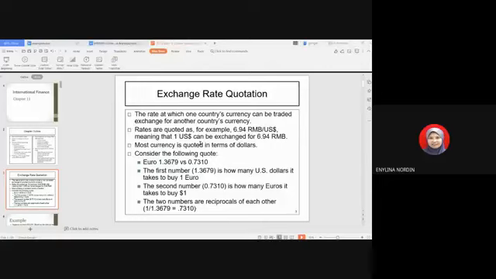So what is the exchange rate? It is the rate at which one country's currency can be traded, exchanged, for another country's currency. For example, a rate quoted as 6.94 RMB against the US dollar. That means for every US dollar, it can be exchanged for 6.94 RMB. In other words, if you want to buy $1, you have to pay 6.94 RMB.